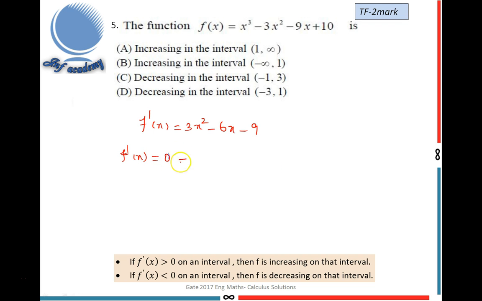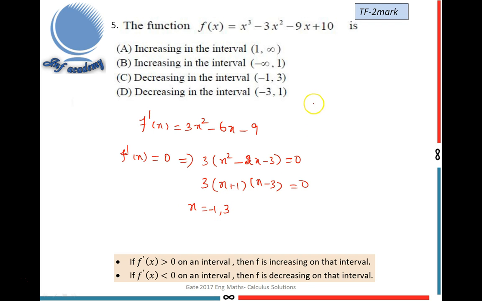The critical points come from f dash of x equal to 0, that is 3 into (x square minus 2x minus 3) equal to 0. 3 into (x plus 1) into (x minus 3) equal to 0. So the critical points are x equal to minus 1, comma 3. These two are critical points.